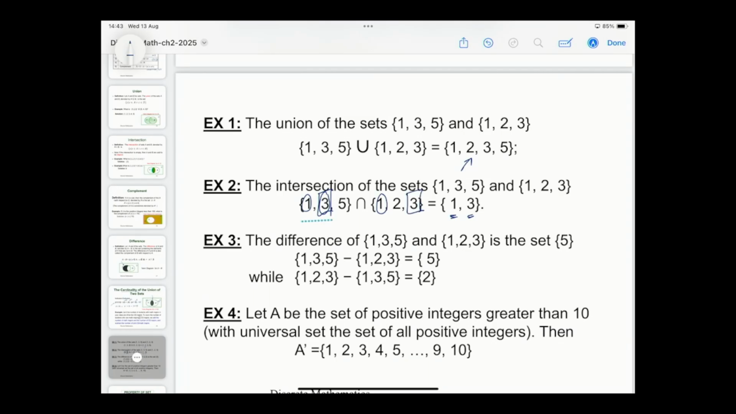Difference is in A, in the first set, but not in the second set. So only 5 is what we got here. And for this one, only the 2 is what we got.